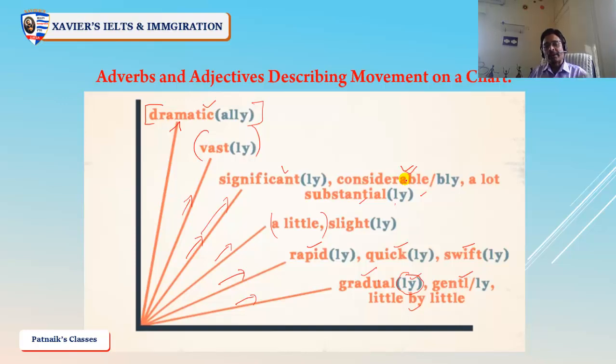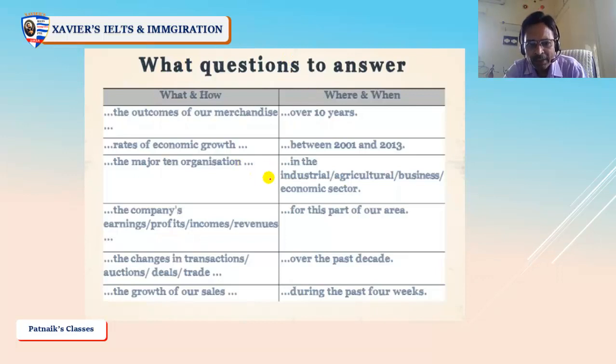So try to remember these words, try to correlate these words while you are seeing the graph. That means when you're planning to write the sentences, at that time you think about how these words will fit into your sentences, right? And then next, here is one of the examples I've taken from the internet. This describes what questions to answer: what and how, where and when. The outcomes of our merchandise, it is given what and how. What is the outcome of our merchandise, where and when, over 10 years, right?